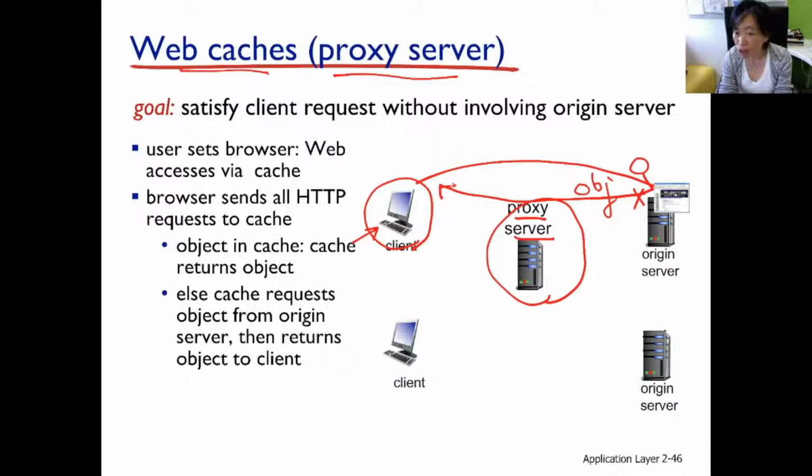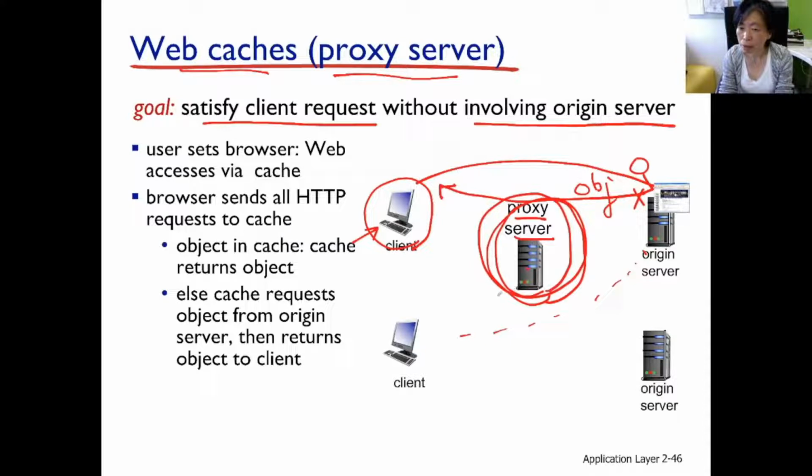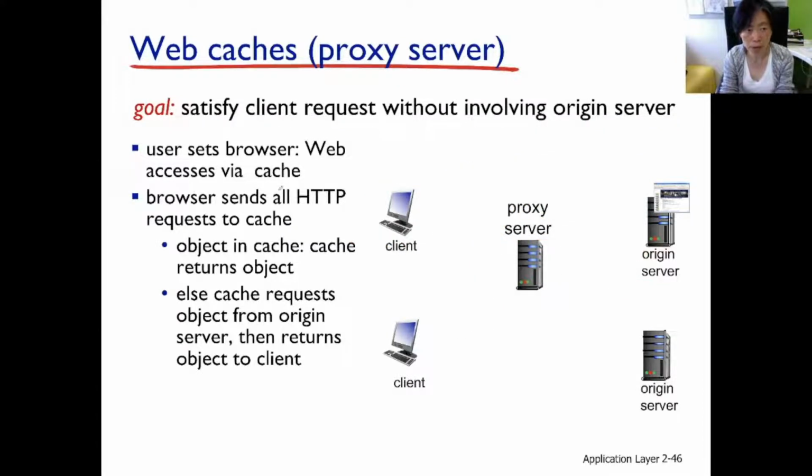But in web caches, the goal is actually trying to satisfy some client requests such that there's no involvement of the original server required. So some of the clients don't need to reach the original server to get the object. And this is done by keeping a copy of the object somewhere in the middle at the proxy server. So the way it works is this. Users will set the browser such that for all web access, let's go through the web cache. So subsequently, the browsers will send all HTTP requests to the web cache.